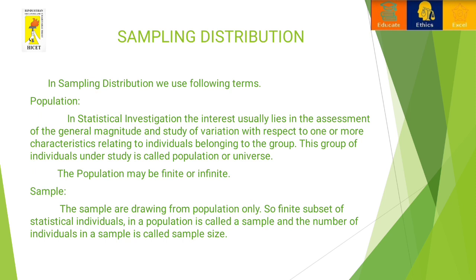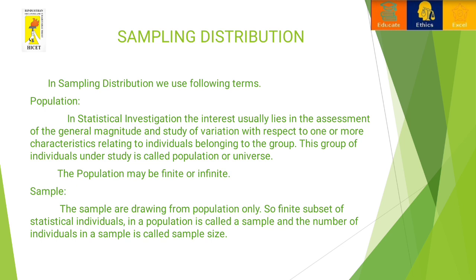First one is population. In statistical investigation, the interest usually lies in the assessment of general magnitude and study of variation with respect to one or more characteristics relating to individuals belonging to the group. This group of individuals under study is called population or universe. The population may be finite or infinite.